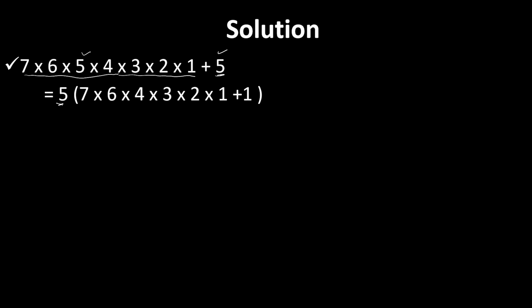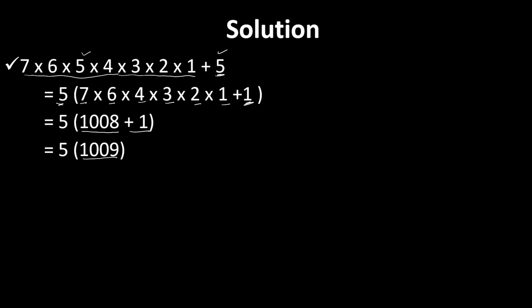So on taking 5 common, we are going to get in brackets 7 into 6 into 4 into 3 into 2 into 1. And because of this plus 5, if we take 5 common, we are going to get plus 1 over here. Now the product of 7, 6, 4, 3, 2 and 1 will give us 1008. And to this 1008 we are going to add 1, which is going to give us 1009, right? And 5 will multiply as it is like the previous step. So 5 into 1009, this is the step that we got. Now the multiplication of 5 with 1009 will give us 5045.